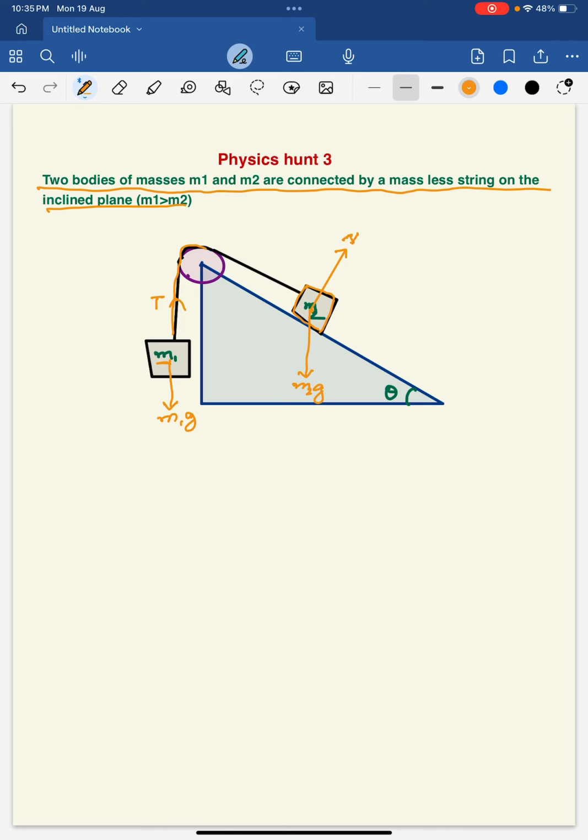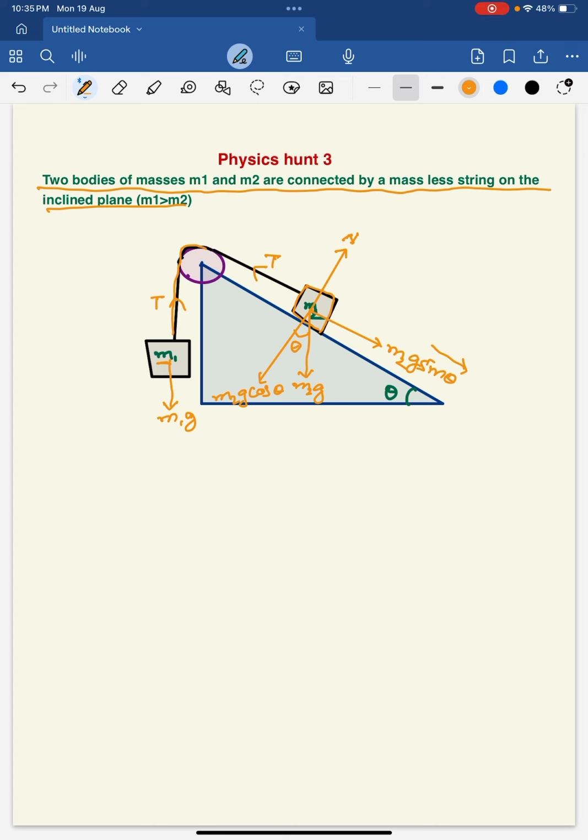Okay, so if we extend a line in the backward direction, this line makes an angle theta with respect to m2g. So we can write this as m2g cos theta. If this is m2g cos theta, the perpendicular component, then this one will be m2g sin theta. Okay, so here m2g sin theta is acting on the inclined plane in this direction, so tension will be acting in this direction.